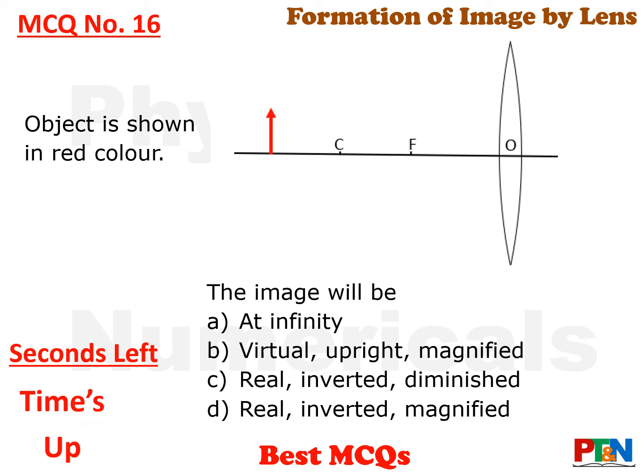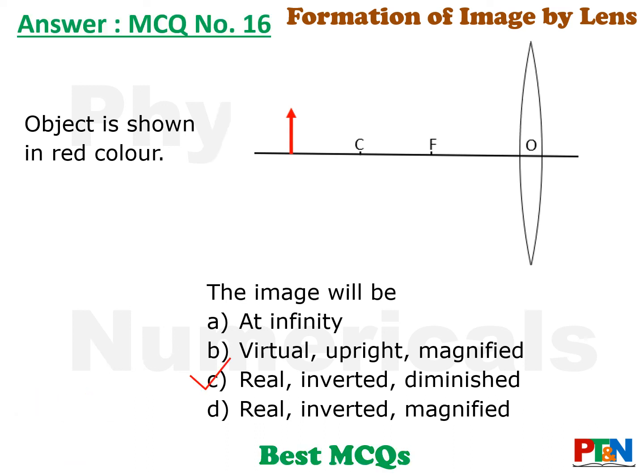Time's up. Let's see the answer. The answer is the image will be real, inverted and diminished image. Please see, the object has been placed beyond center of curvature. So it will be real image and size will be lesser than the object. So it will be diminished image.